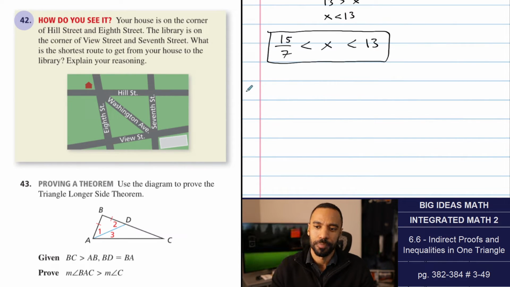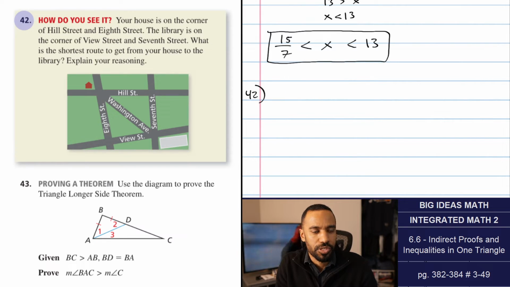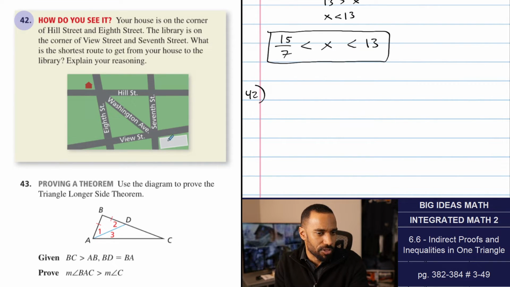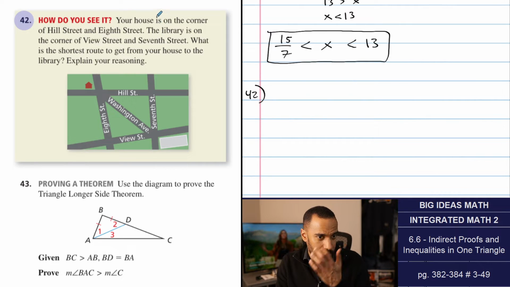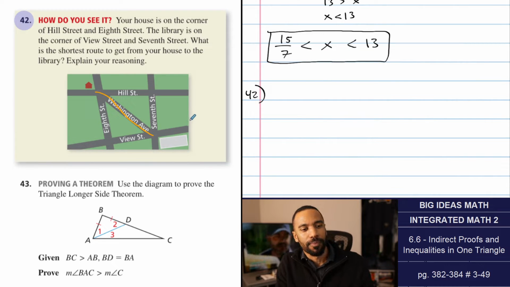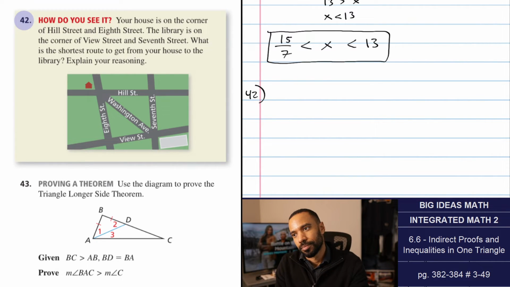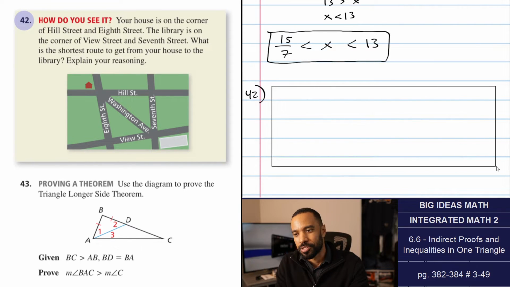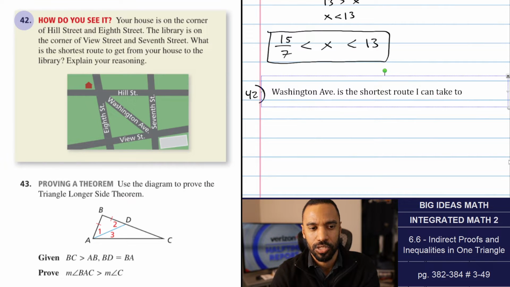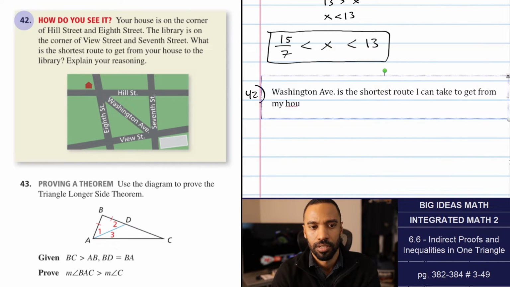All right, number 42. How do you see it? Your house is on the corner of Hill Street and 8th Street, so it's right here. The library is on the corner of View Street and 7th Street, so right here. What is the shortest route to get from your house to the library? Explain your reasoning. Washington Avenue. Oh, here we go. Besides the diagram, Washington Avenue is the shortest route I can take to get from my house to the library.